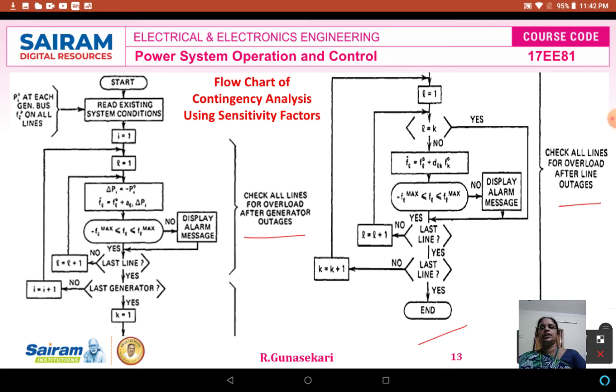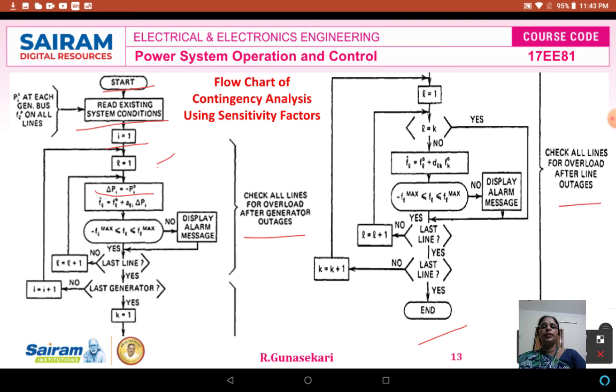Now you can see the flowchart. Start the program, the algorithm. Read the existing system conditions. Now, I is the bus index, equal to 1. L is the line index, which is also equal to 1. Now del PI equals minus del PI naught.